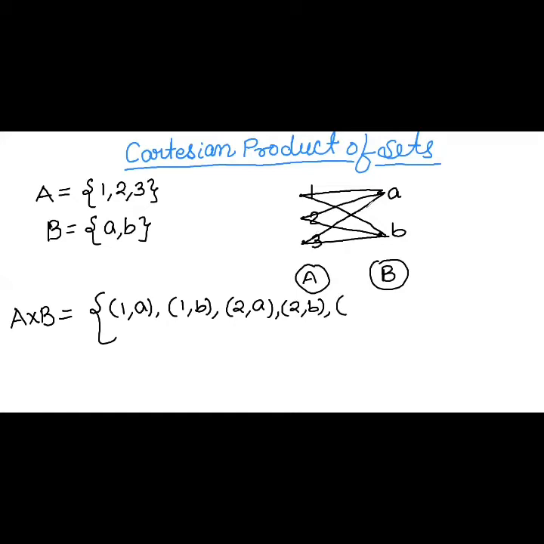Similarly, 3 is connected to A, and 3 is connected to B. So these are the elements of the Cartesian product of sets. I hope it is very simple for you all to understand.